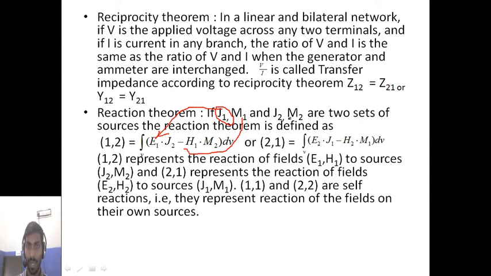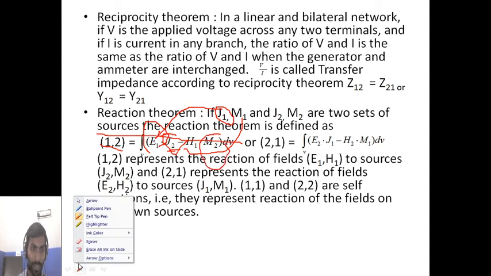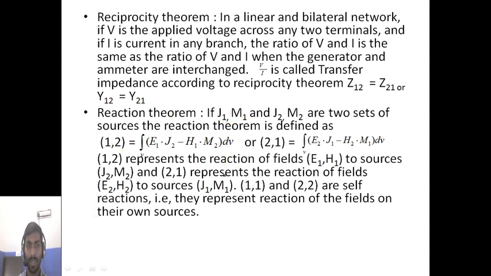J1, M1 and J2, M2 are two sets of sources. The reaction theorem is defined as <1,2>. What is this? E1 is created with the help of J2. That means you have two sources. J1 is your first electric current source, and J2 is the second source of E2. So J2 creates E1 and M2 similarly creates H1. We are going to deal with this in detail. These things will be dealt with in your Maxwell's equations as well, right?